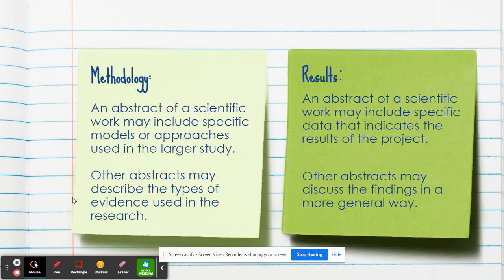It should only give as much detail as is necessary to understand the experiment. It should not focus entirely on methods unless that's the primary focus of the entire document. It should be a bit more generalized. The next component would be results. The abstract of a scientific work could include specific data that indicates the results of the project or the outcomes. Others might address findings in a more generalized way. It should relate to the observations and or data that's collected during the pursuit of this problem, and it should be concise and informative.